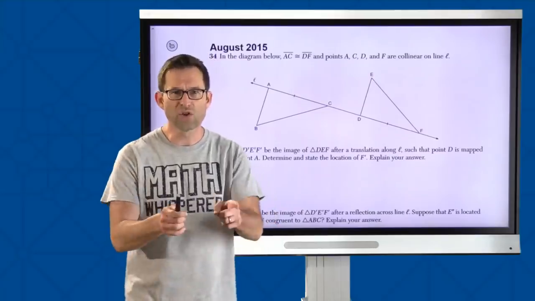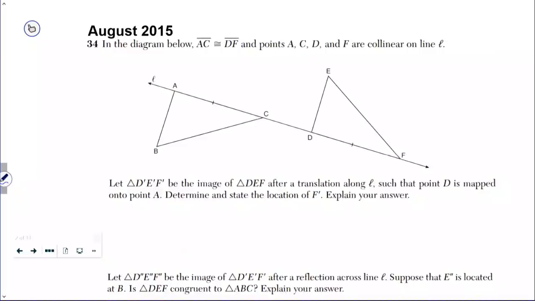Let's keep going. August 2015, number 34. In the diagram below, segment AC is congruent to segment DF, and they've marked that nicely for us. Points A, C, D, and F are collinear, meaning they all lie on the same line, in fact on line L. Let triangle D'E'F' be the image of triangle DEF after a translation along L, such that point D is mapped to point A. Determine and state the location of F'.